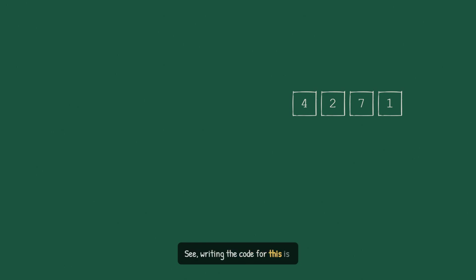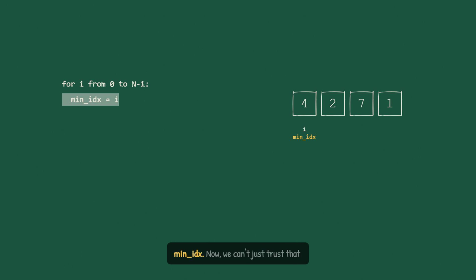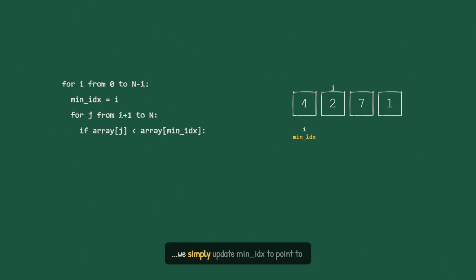See, writing the code for this is actually quite simple. First, we need an outer loop. Let's call it i. This i tells us where our sorted zone ends. At the start of every pass, we just assume the first unsorted item is our minimum. So we store its index in a variable. Let's call it min_idx. Now we can't just trust that assumption, right? We have to check, so we use an inner loop, j, to scan the rest of the array. If j finds any number that is strictly less than the one at our min_idx, we simply update min_idx to point to this new, smaller number.